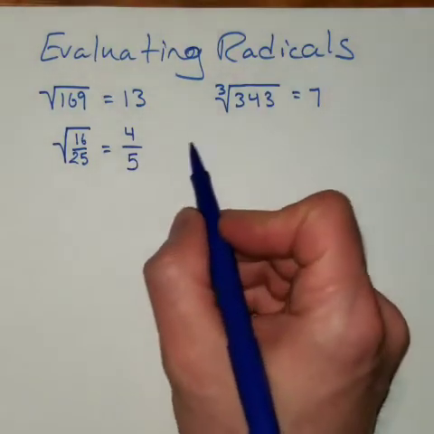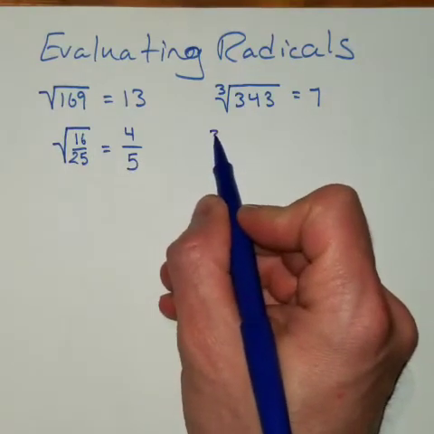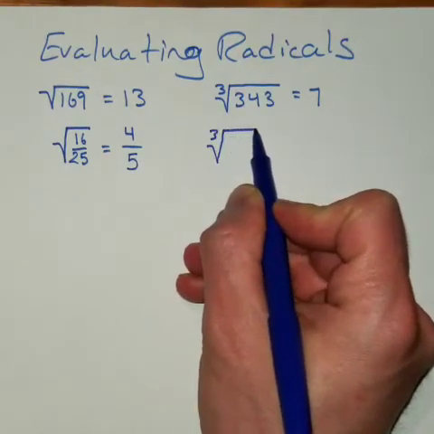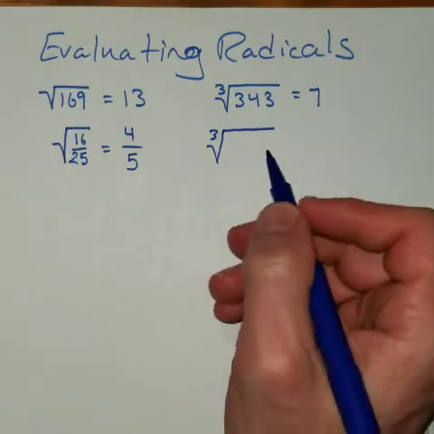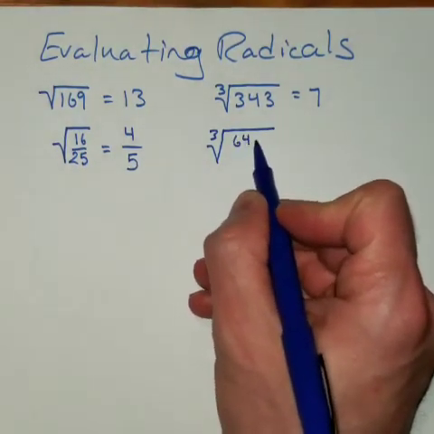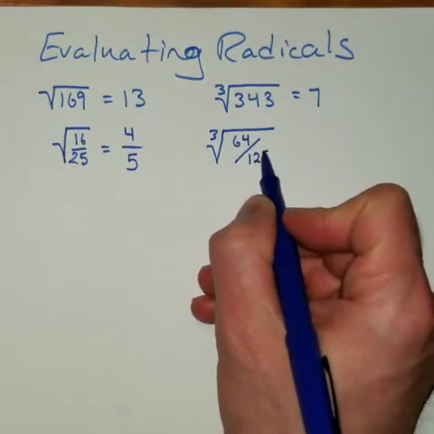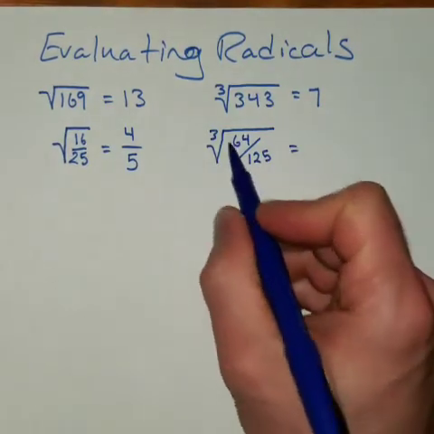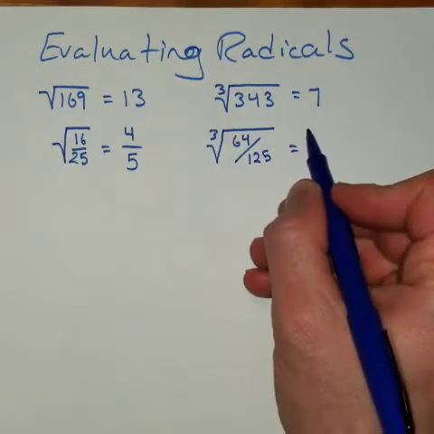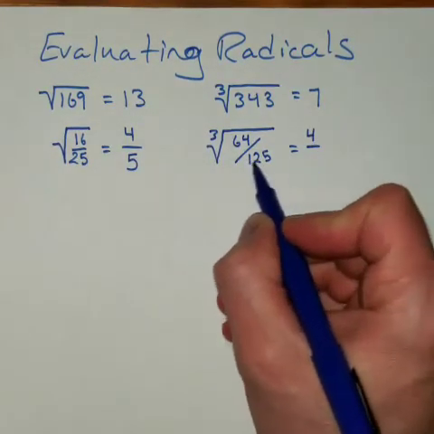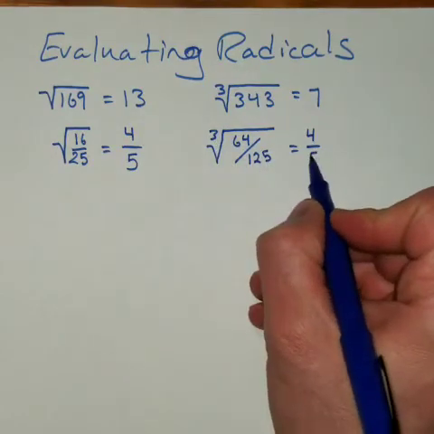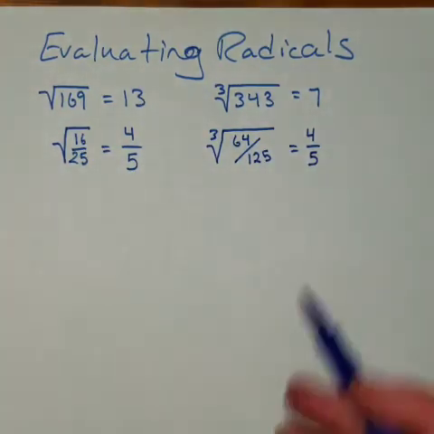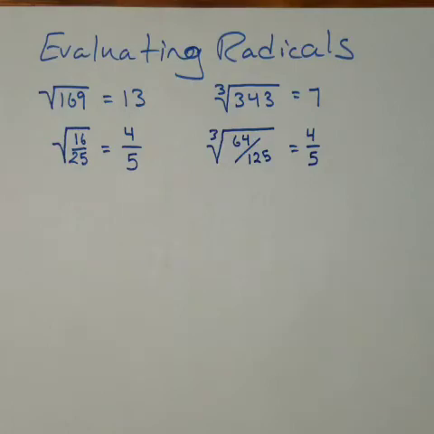Okay. You can also split up cube roots. And that's because they follow the exponent rules that we've talked about before. Could do 64 over 125. Cube root of 64 is 4, and the cube root of 125 is 5, and that also is 4/5. That's interesting.